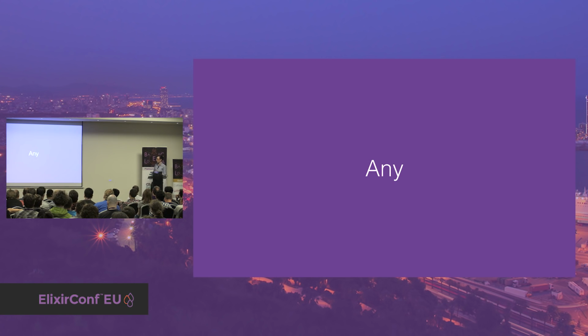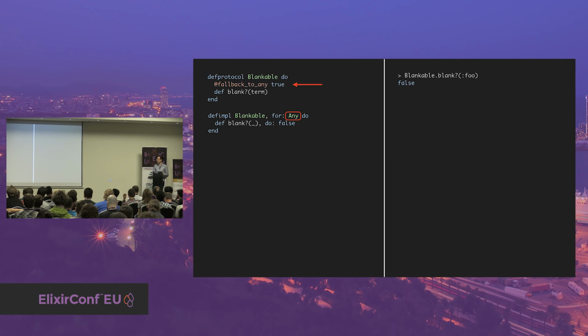And if we pass a post, it will call the post implementation. All right, so the last thing I want to talk through in the introduction to protocols here is the ability for us to define a default implementation. So if we don't want to implement for all types, we can say we want to implement this for what's called the Any type. So here you'll see that we've updated our defprotocol module, and we've added this fallback_to_any attribute.